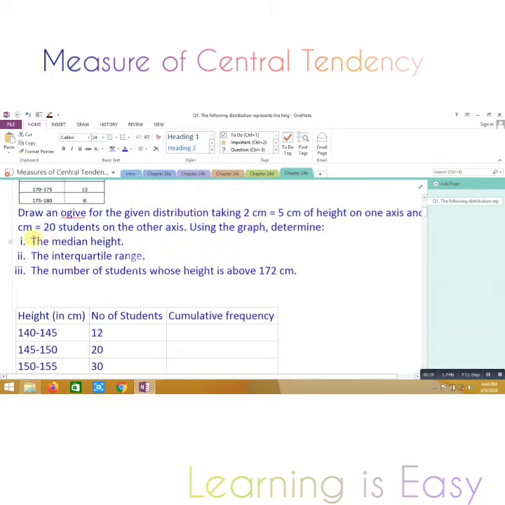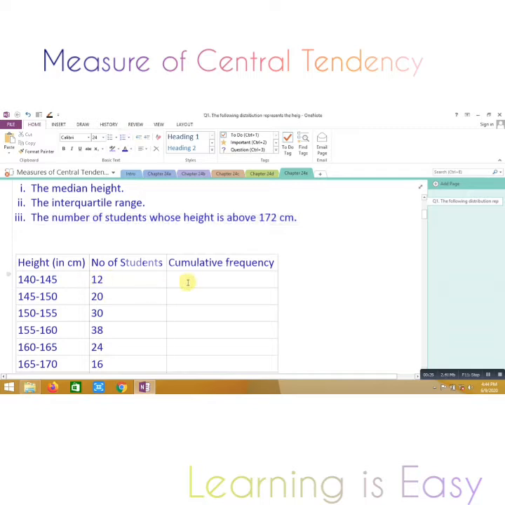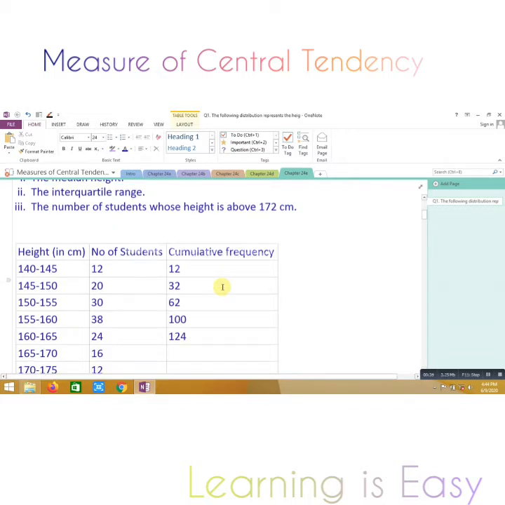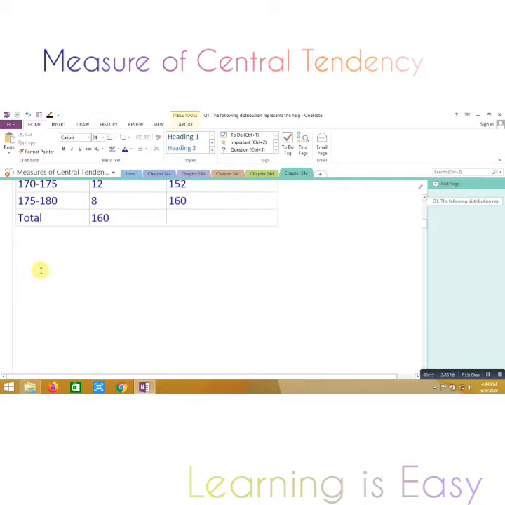We need to find the median height, cumulative frequency graph or ogive, interquartile range, and number of students whose height is above 172 centimeter. Let's do the cumulative frequency first. So 12 plus 20, 32, then 62. So after calculating the cumulative frequency, we need to find the total number of students. That's 160. The median is what we are going to find first.